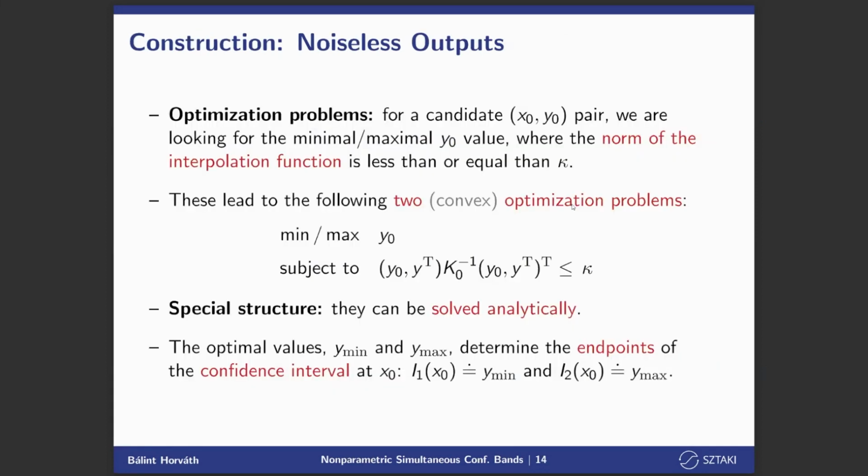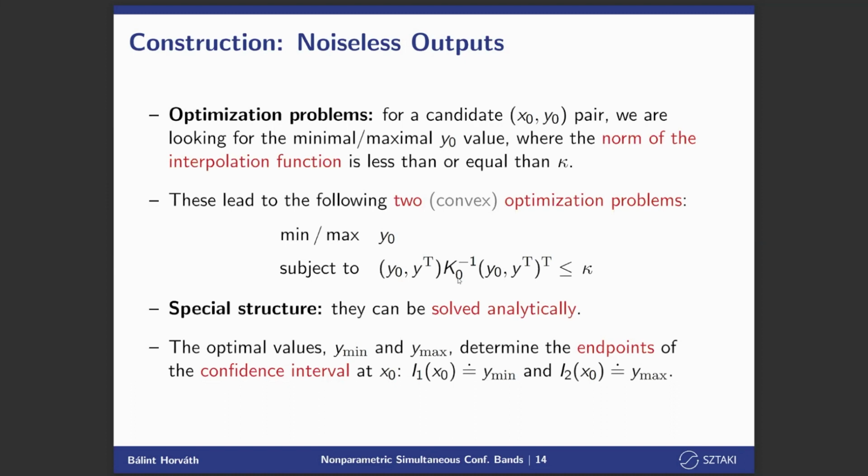And how do we obtain the confidence intervals? Basically, we arrive at some optimization problems. Once we have a candidate pair, we are looking for a minimal and a maximal value where the interpolation function lies below this upper bound that we calculated. And this leads to two convex optimization problems. So we have to solve a minimizing and a maximizing problem. They provide the lower and the upper part of this confidence band.